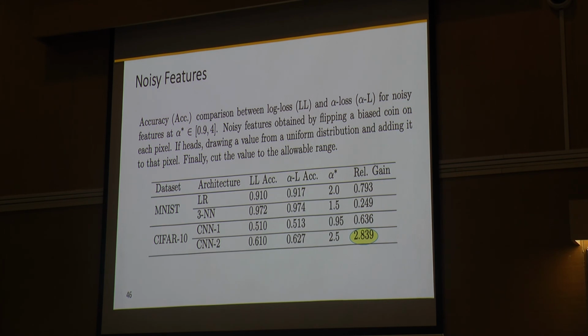So here again, we looked at MNIST and CIFAR, and we look at two architectures for each of them. And the bottom line is that as you increase alpha, relative to log loss, which is alpha equals 1, it always does better than alpha equals 1.